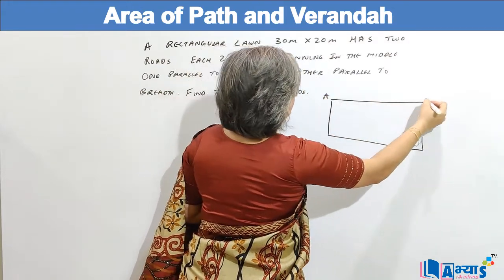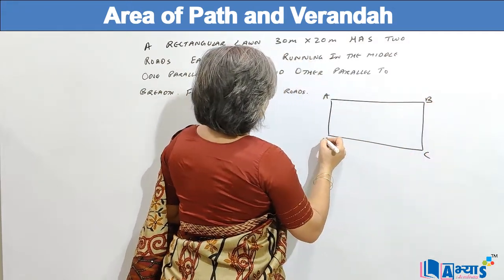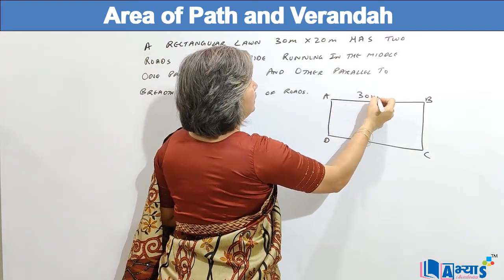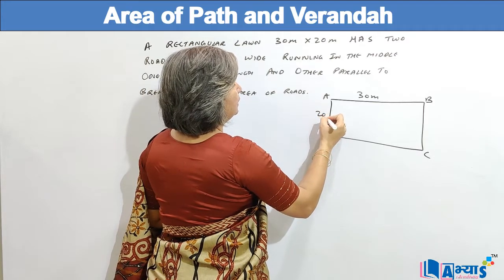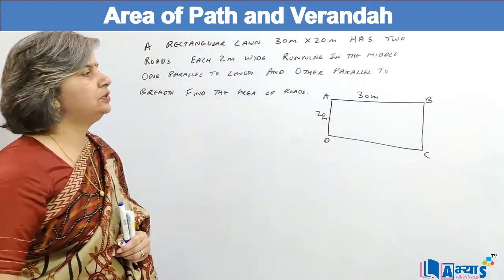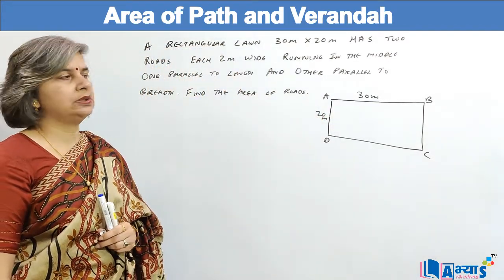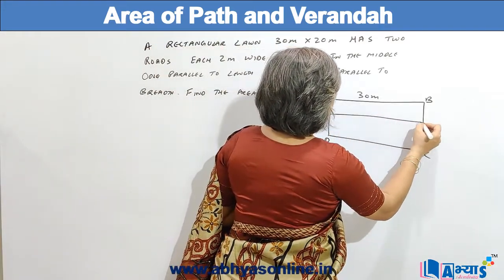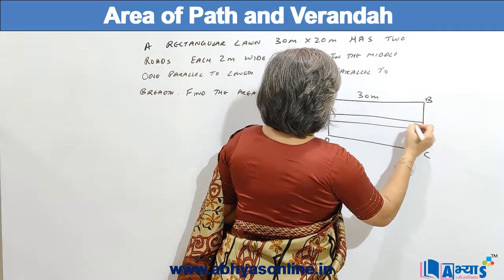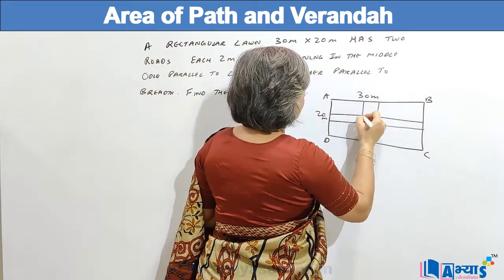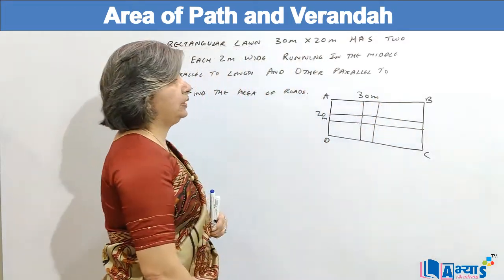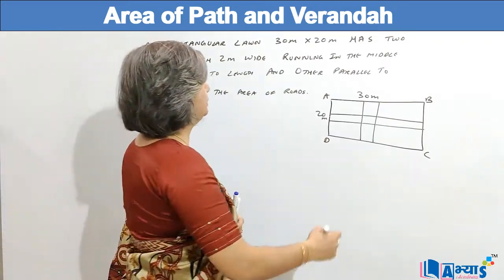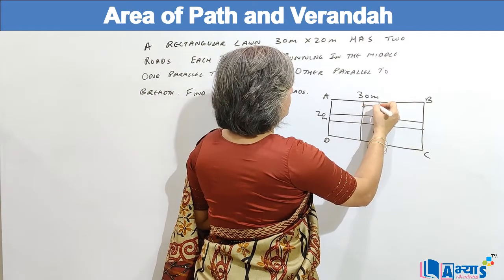Let the park be A, B, C, D, and here AB is 30 meters and this is 20 meters, and it has two roads in the middle, one along the length and one parallel to width. So one road is like this and the other road will be like this. So we have two roads, one along the length and one along the breadth, each is 2 meters wide. So this is equal to 2 meters.